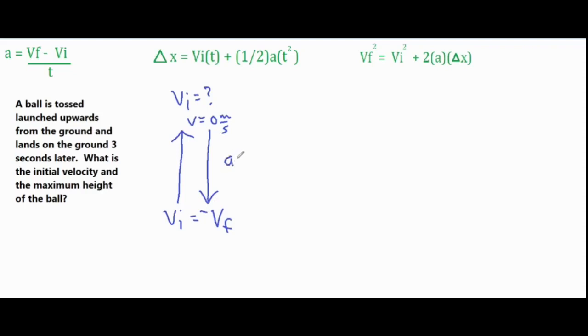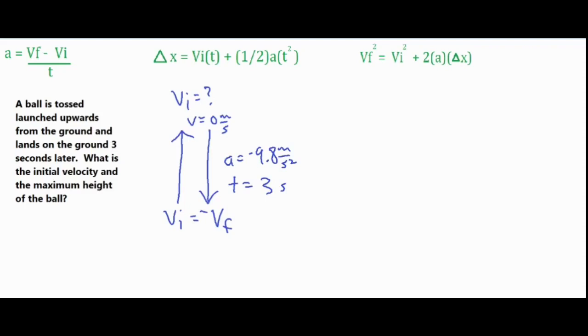As it's rising and falling, its acceleration is negative 9.8 meters per second squared, as is the case with all free fall problems. And then in addition to that, we know that the total time in the air is 3 seconds. Now we're looking for that initial velocity, and for this one, you need to do a little bit of a substitution here, and I'll show you what I mean in a second.